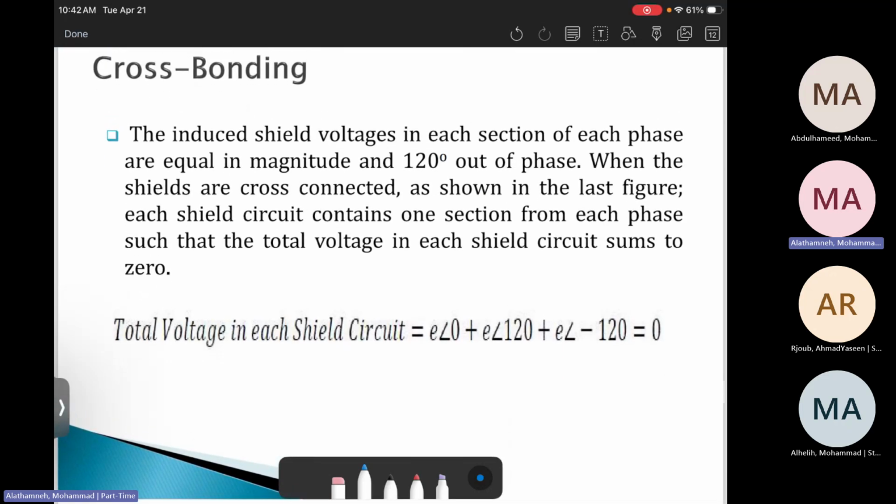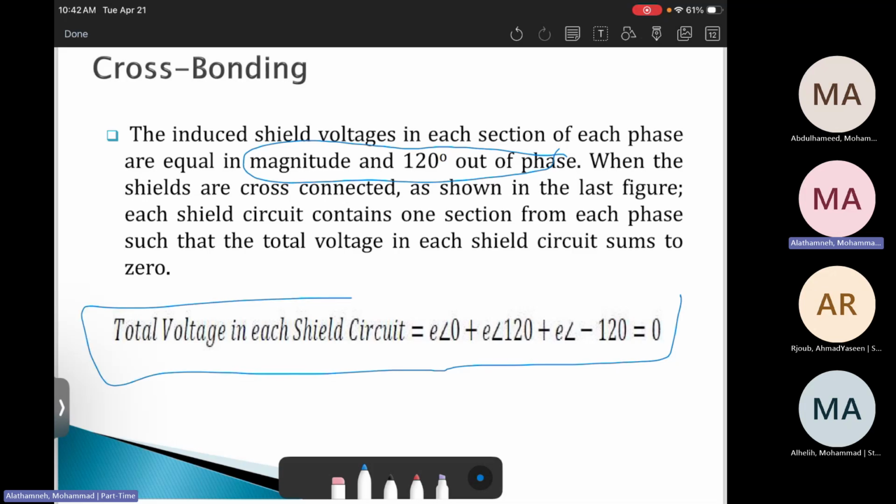So in this cross bonding, the induced shield voltages in the sections of each phase are equal in magnitude and 120 degrees phase shifted. That's why when we sum them, the result is 0. Assume there is a vector with angle 0, another with angle 120 degrees, and another with angle negative 120 degrees. If all of them share the same magnitude, the net sum is 0.